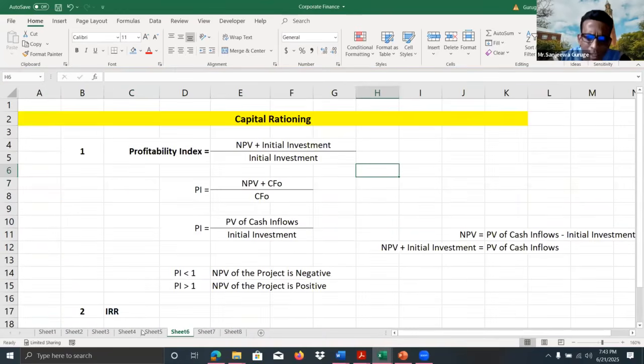Okay, can someone tell me what is the main limitation of IRR as an evaluation technique? There is a notable weakness in IRR. What is the main weakness in IRR, internal rate of return?